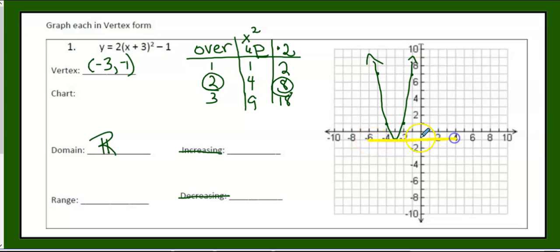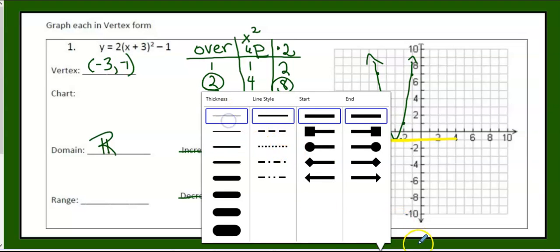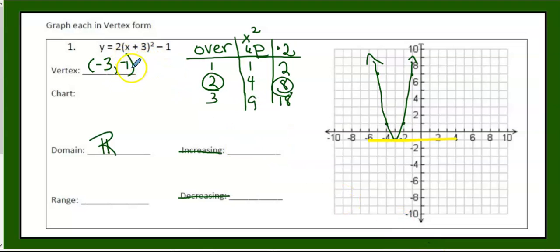Where does it cross the y-axis? It crosses the y-axis at -1, which, if you remember, also matches this number right here, the -1. So it's above that yellow line. So I'm going to have y greater than or equal to -1, since it's above the yellow line. If it was below it, it would have been less than or equal to.